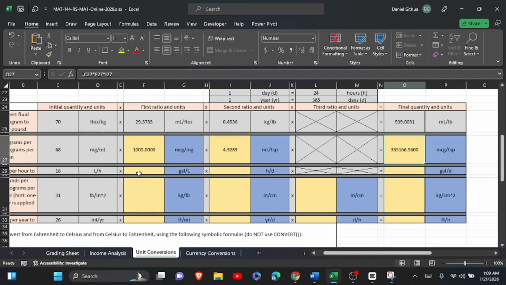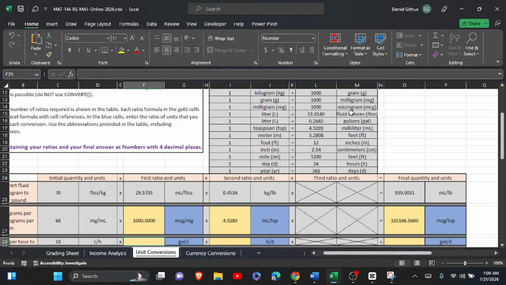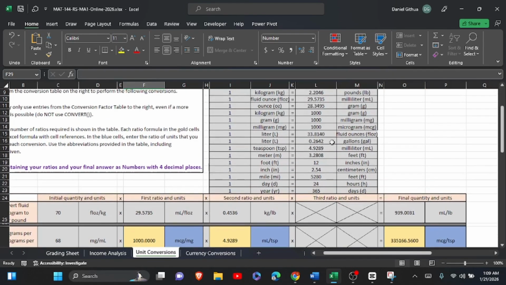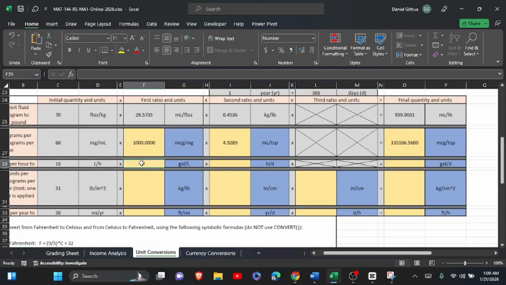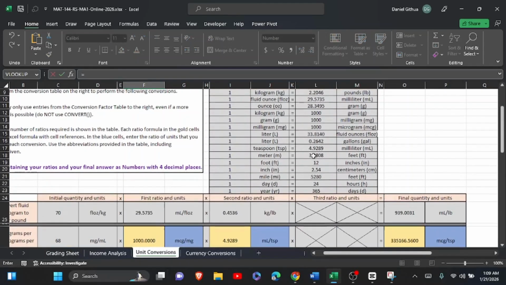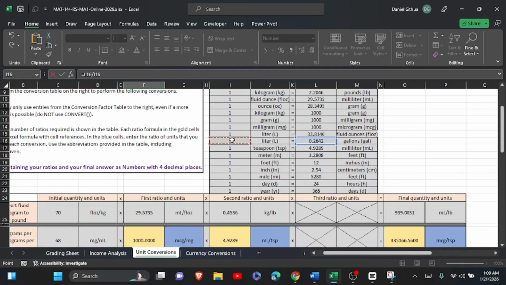So we want to find gallons per liter. If I come and find where the gallons is here, we have a liter and gallons. So gallons per liter will be 0.2642 divided by 1. So you come and write here is equals to, you put in this one, and it's divided by the one here, and press enter.